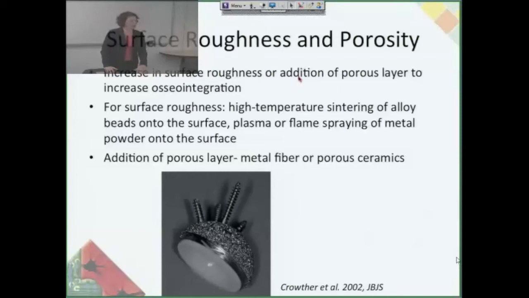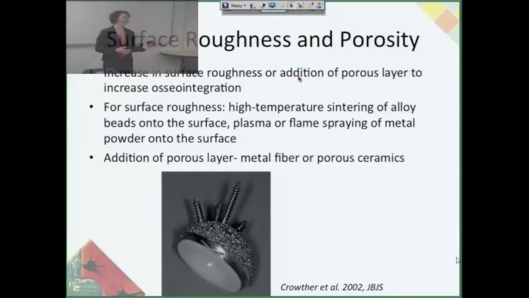And then porosity, I think that's kind of obvious to see why that would increase osseointegration, because the bone can actually grow into the pores and anchor it in place. A lot of studies have been done on that too, so we now know that the pore size has to be around 150 microns or larger so that the bone will actually grow in and so that blood vessels will grow in.